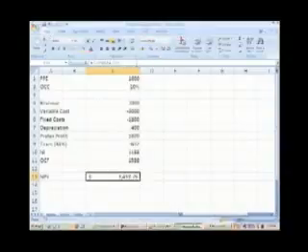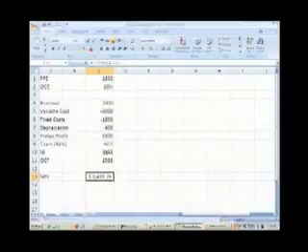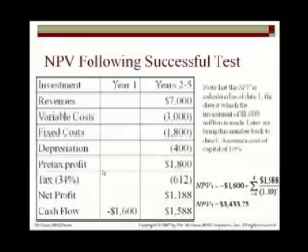And so it looks like the net present value, if we're successful, is going to be 3,433.75. And there it is right there, $3,433,750,000. All right, so that's going to be useful for later.